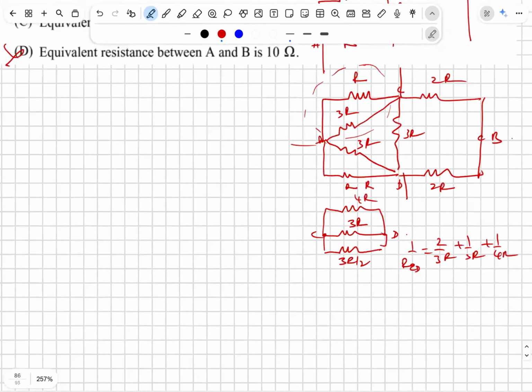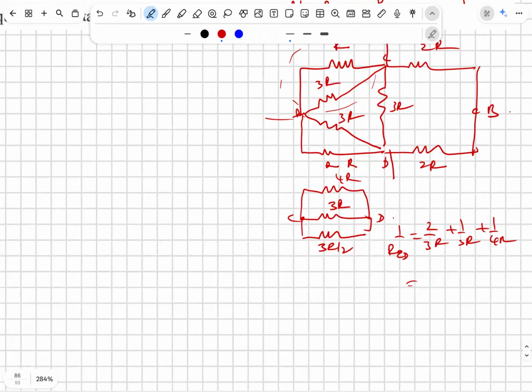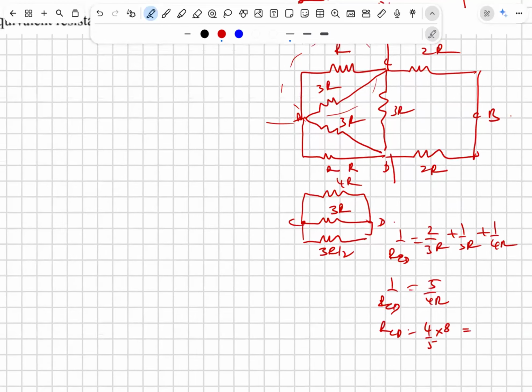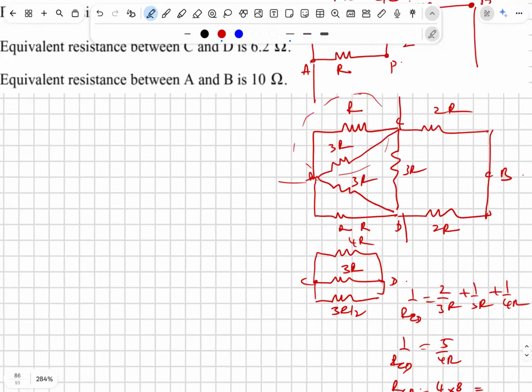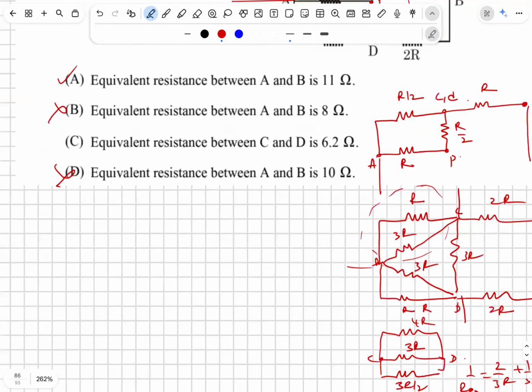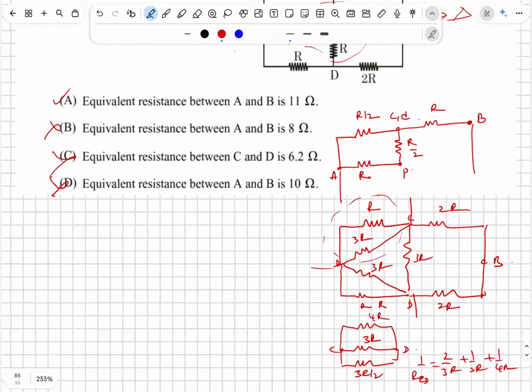Boys and girls, now this is 3 by 3R, 1 by R plus 1 by 4R, 5 by 4R, RCD. So therefore RCD is 4 by 5 times R. R is 8. This will become, but what is given? 6.2. So that's wrong. Any doubt?